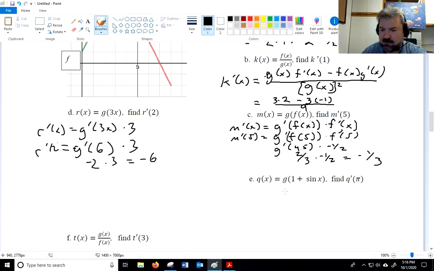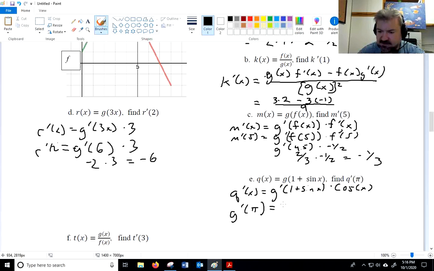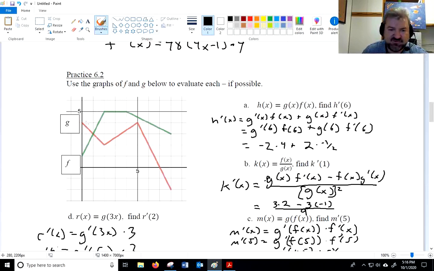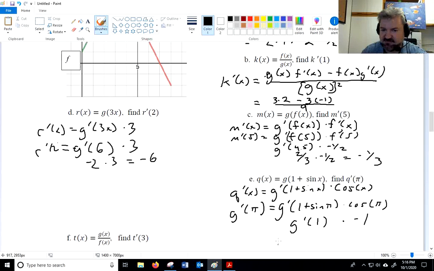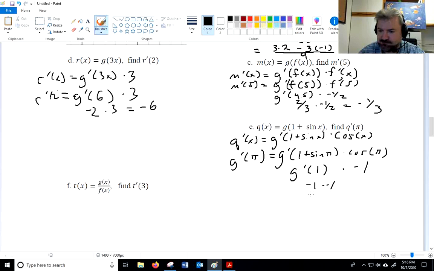All right, let's do letter E. So q prime of x is equal to g prime, keep the inside the same, times the derivative of the inside, which would be cosine of x. So then q prime of pi would be g prime of 1 plus the sine of pi, times the cosine of pi. Now, cosine of pi is negative 1. The sine of pi is 0, so this is g prime of 1 times negative 1. Well, what's g prime of 1? g prime of 1 is negative 1. So it's negative 1 times negative 1, which is 1. Oh, that's a lot of work just for that one.